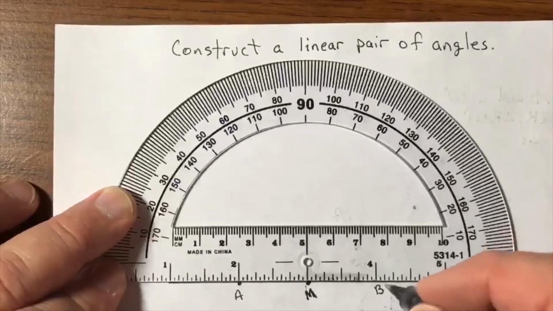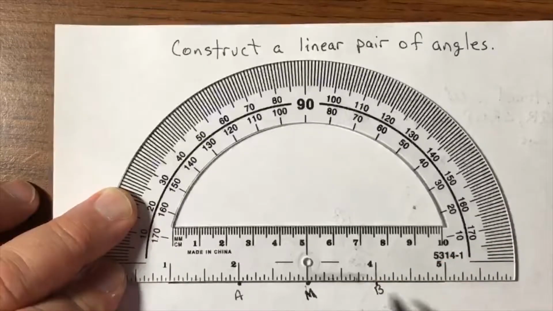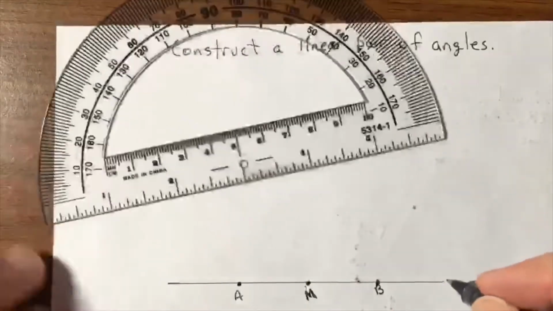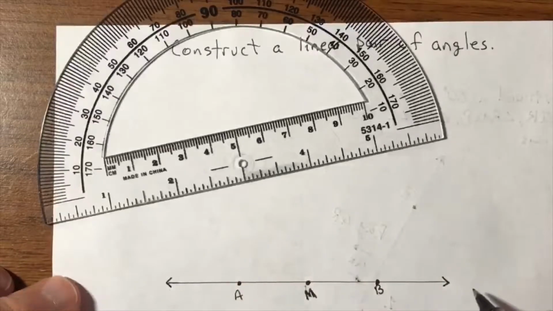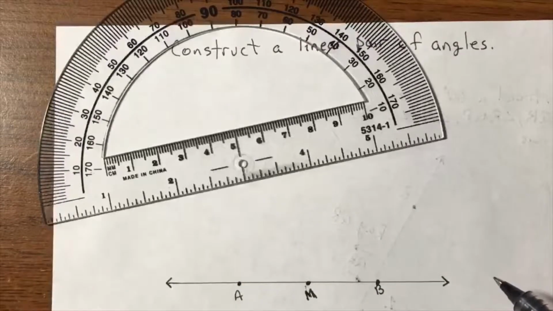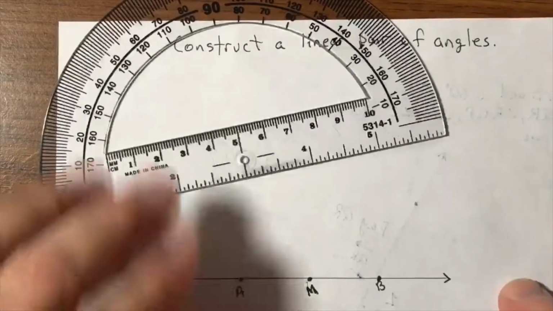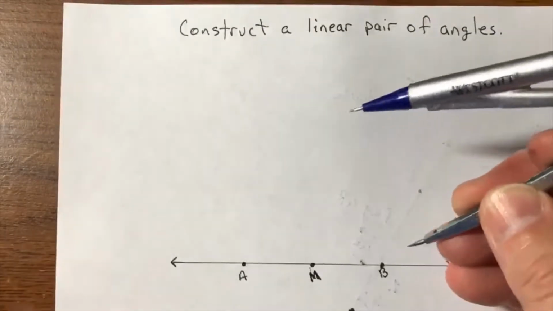And now right here where you place the point B, make sure we got those points on there, and then put your arrowheads left and right. And now what I want you to do is create a 60-degree angle at M. So we're going to create the 60-degree angle.